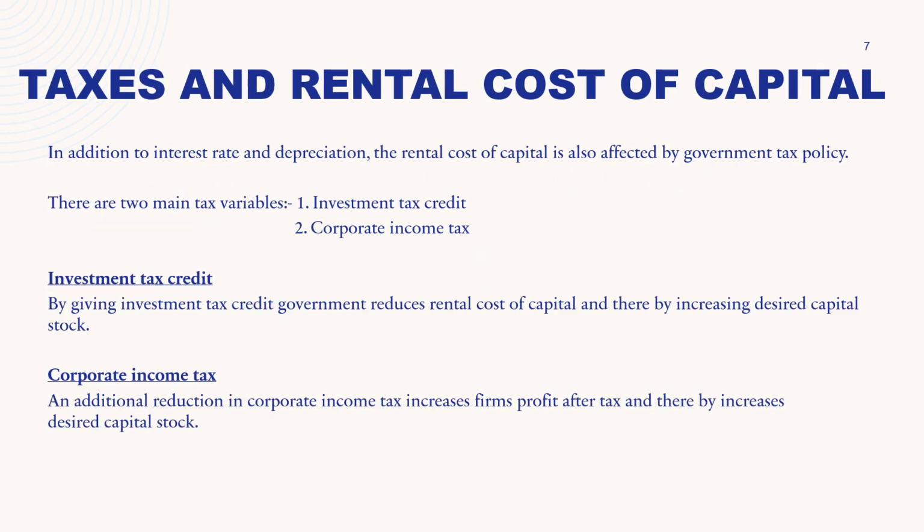Besides the interest rate and depreciation rate, the rental cost of capital is also affected by government tax policy. So basically there are two main tax variables: first, investment tax credit, and second, corporate income tax. By giving an investment tax credit, the government reduces the rental cost of capital and thereby increases the desired capital stock of firms. Secondly, corporate income tax: an additional reduction in corporate income tax increases firms' profit after tax and thereby increases desired capital stock.